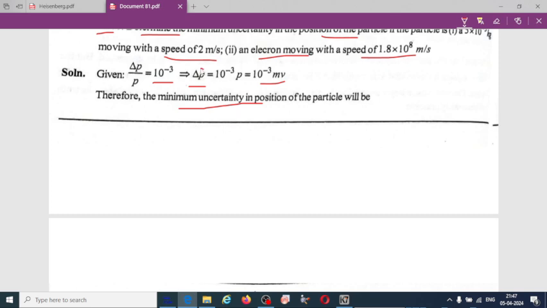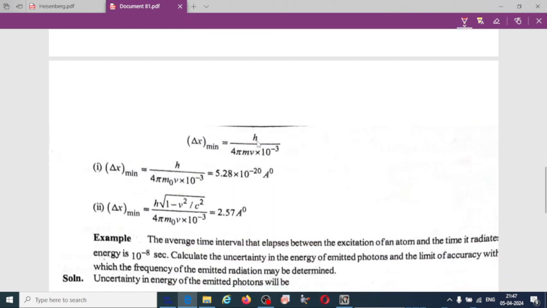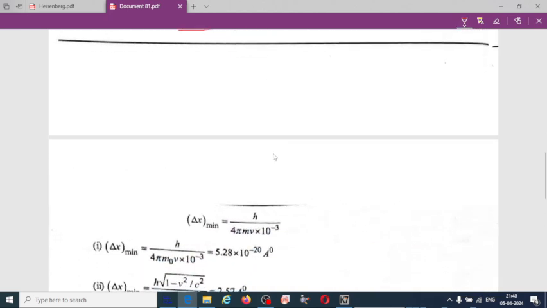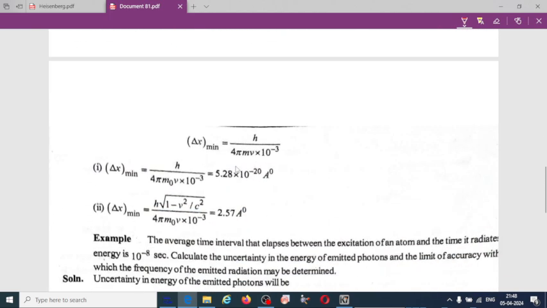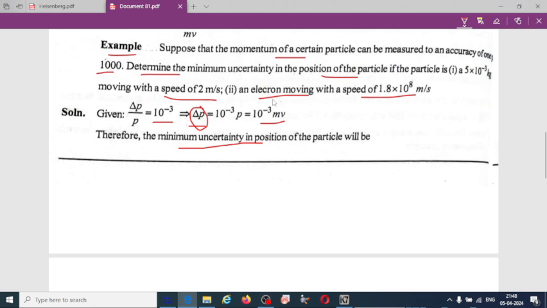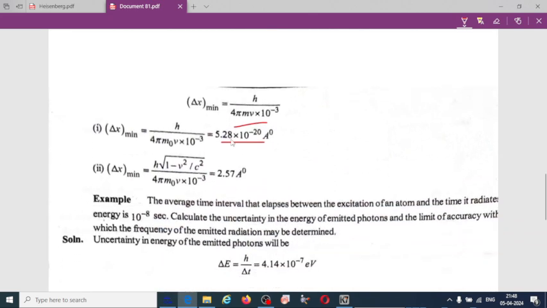You should substitute from this one, delta p: h divided by m v into 10 to the power minus 3. Then calculate by putting the rest mass m naught into v. You will get the minimum uncertainty in position. And in the second question, the mass has been given 5 into 10 to the power minus 3, m is equal to, put the value, and velocity 2 meter per second in this equation.